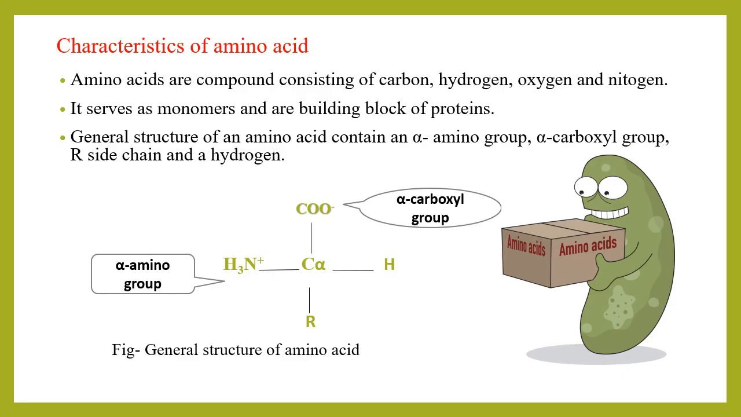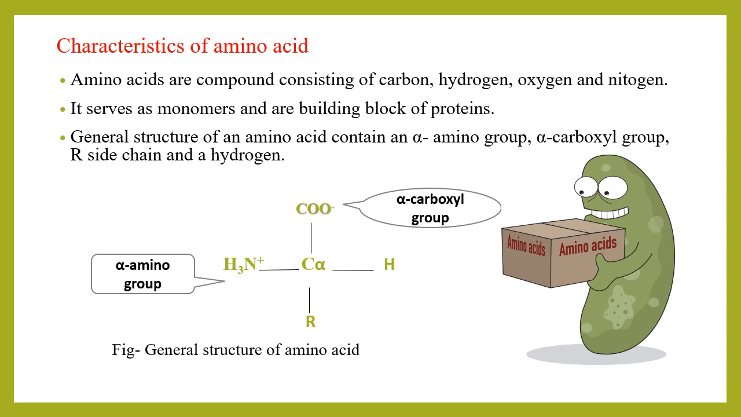In this slide, we will be discussing the characteristics of amino acids. We all know that proteins are involved in various functions like fighting infections and cell division. Now what are these proteins made of? These proteins are made of amino acids. Now what is an amino acid? Amino acids are compounds consisting of carbon, hydrogen, oxygen and nitrogen. They serve as monomers and building blocks of proteins.